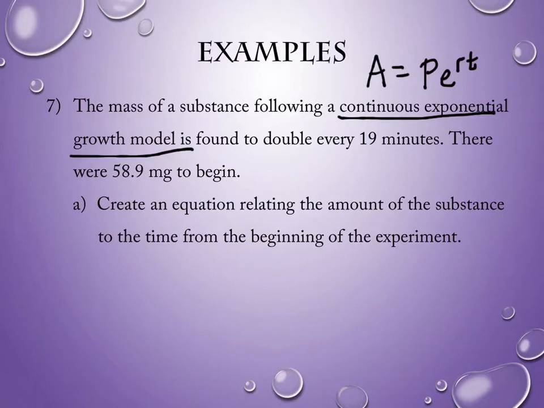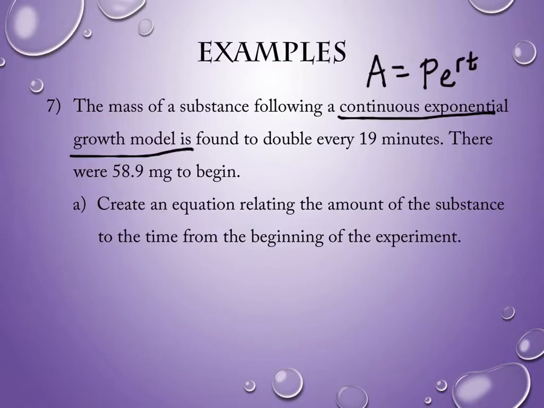It says it's found to double every 19 minutes. So there's that doubling feature again we just mentioned. There were 58.9 milligrams to begin with. So after 19 more minutes, it's going to have twice that much, right? And then another 19 minutes later, it's going to have double that amount, and it's going to keep doubling every 19 minutes. So the question on part A wants us to create an equation relating the amount of the substance at the time from the beginning of the experiment.